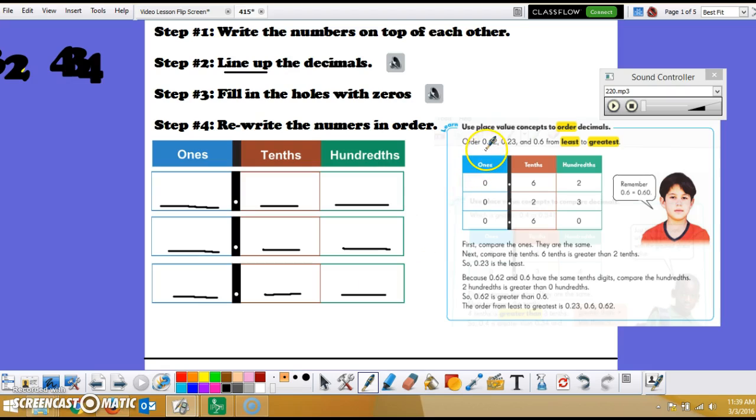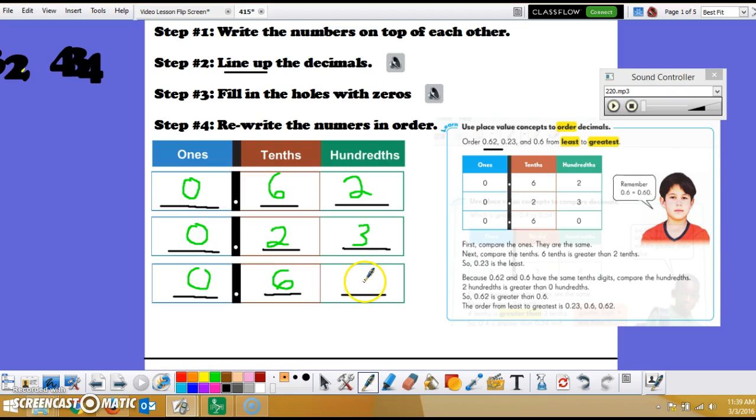So let's take a look at each individual number. The first one is 62 hundredths. So I'm going to write that in my place value chart. A 0 in the ones, a 6 in the tenths, and a 2 in the hundredths. My next number is 23 hundredths. Just like this individual wrote on the side, a 0 in the ones, a 2 in the tenths, and a 3 in the hundredths. I'm following steps 1, 2, and 3. In this case, then I have a 0 in the ones and a 6 in the tenths. This one you need to fill in step 3 because there's nothing in the hundredths.